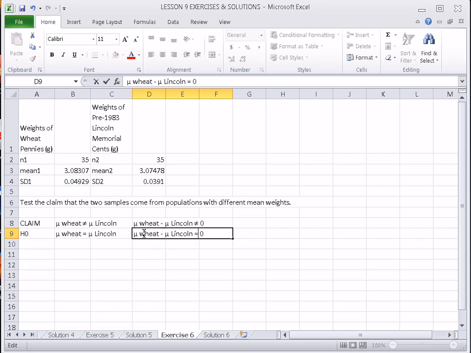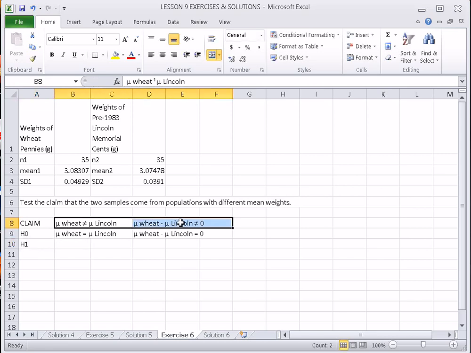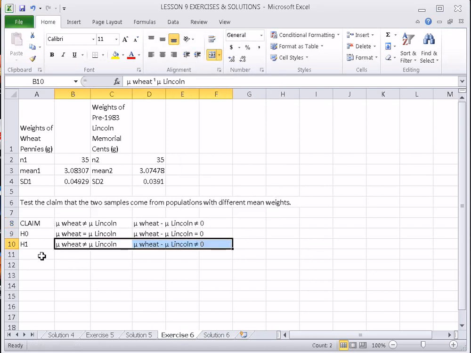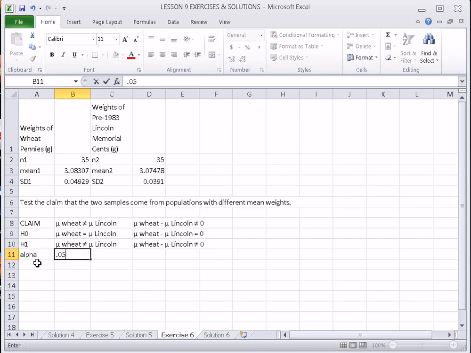And remember the assumed parameter is going to be 0, and then the alternative is the same as the claim. So we can just copy that again. Alpha, I'll just do the 0.05. Okay, so now our sample statistic is the difference between the means, and so I'm doing the mean of the wheat pennies minus the mean of the Lincoln cents. Oh, we got a positive difference here.